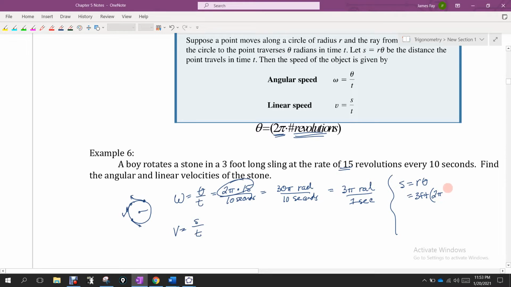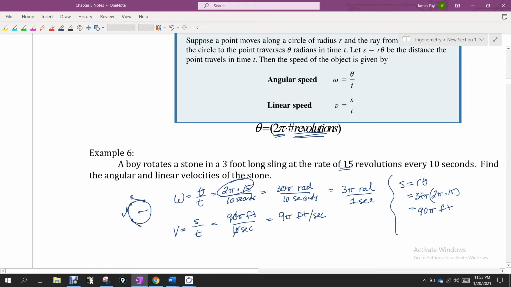So 2 pi times 15. So obviously that's going to give me 30 pi times 3. So 90 pi feet. Okay. So that is S. So now I'm going to go 90 pi feet and we're doing this in 10 seconds. So we're going to get 9 pi, the 90 and the 10 cancel out, feet per second.